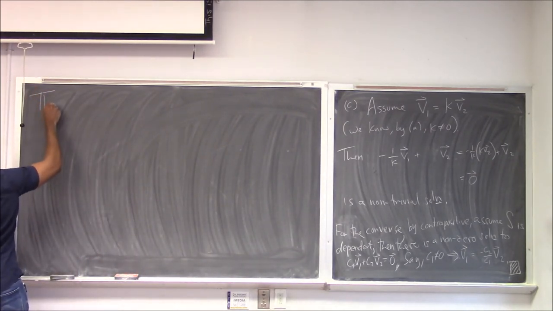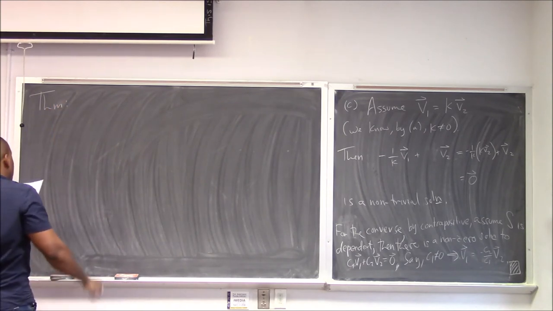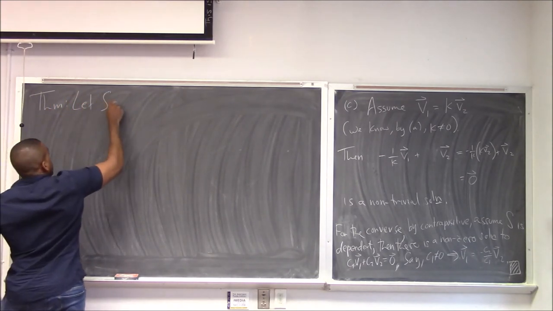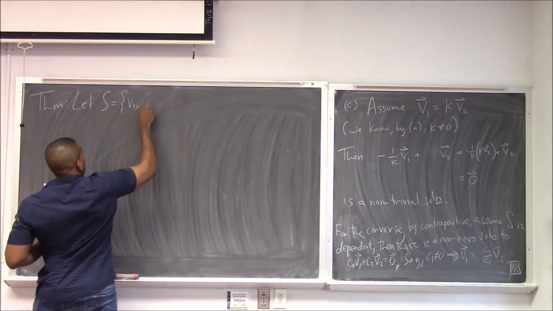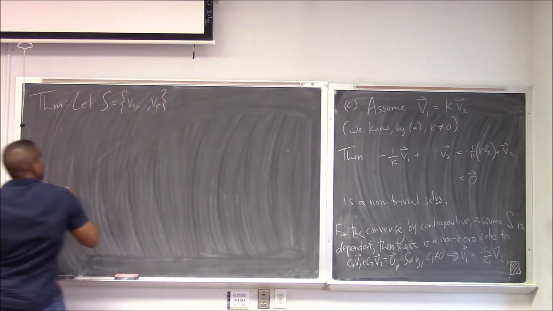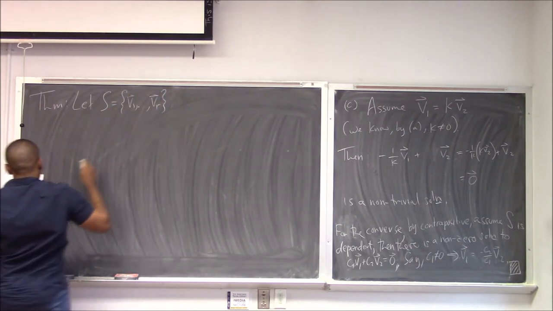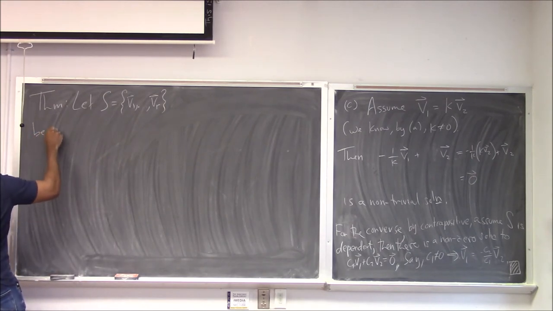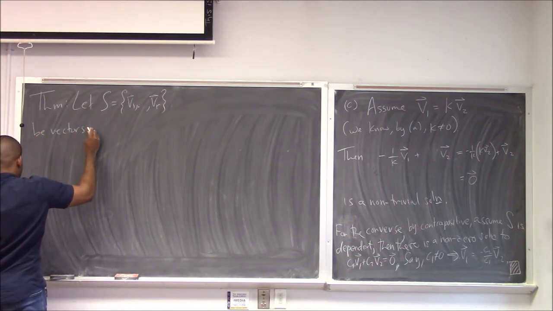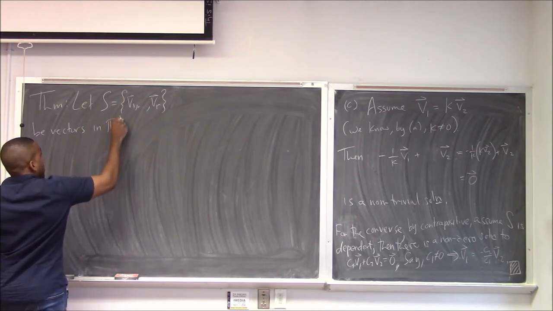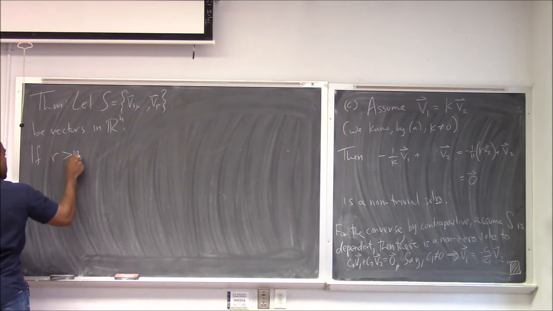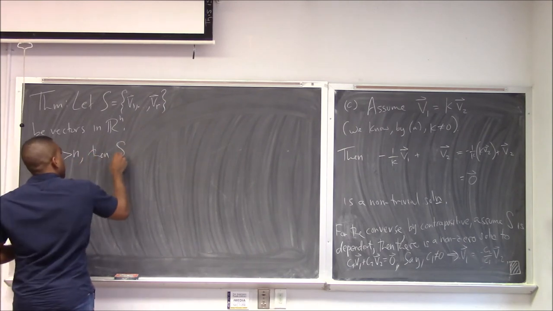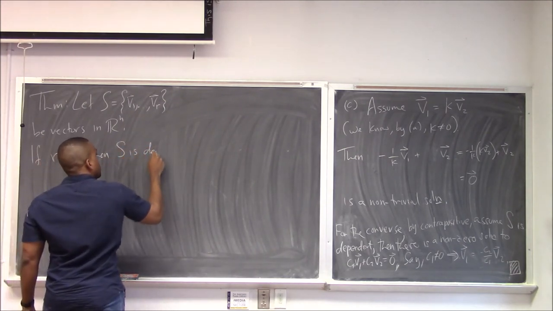Here's another theorem, very important. Let S equal {V1, ..., Vr} be r vectors in R^n. Then if r is bigger than n, S is dependent. And again, we're going to see a generalization of this later.